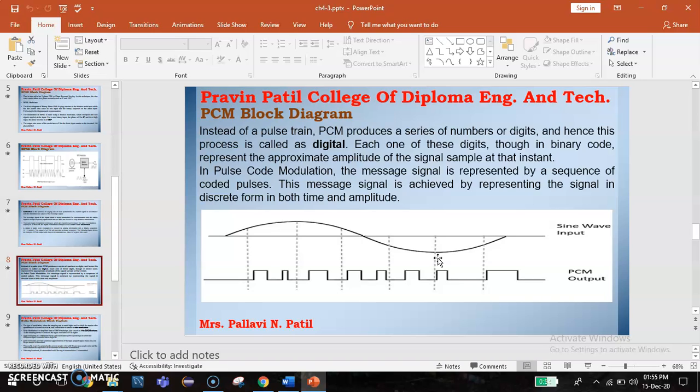Instead of a pulse train, PCM produces a series of numbers or digits, and hence this process is called digital. Each one of these digits, through a binary code, represents the approximate amplitude of the signal sample at that instant. In pulse code modulation, the message signal is represented by a sequence of coded pulses. This is achieved by representing the signal in discrete form in both time and amplitude. This is the block diagram of the PCM.